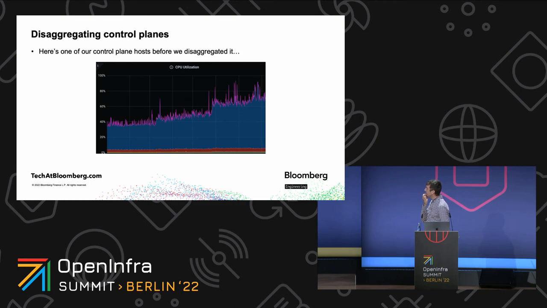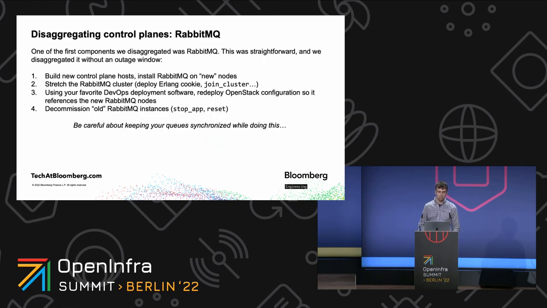So here's some CPU utilization figures over some time. We started out at 40%, and you can see we were bursting up towards 90. So, kind of quick things you can do: disaggregating your control plane, just moving Rabbit off.